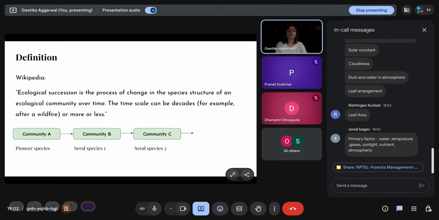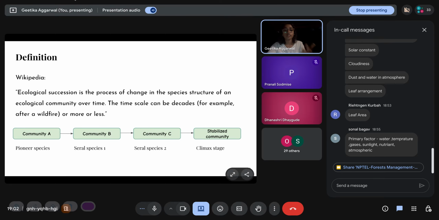Then eventually you move on to serial species, which are the ones that come in stages until the community reaches the climax stage, which is the stabilized community. So there's a pioneer community, which is the first set of species that occupy that land. Then come in different species until we reach a climax community, which is the stable community, which is very little affected after that.